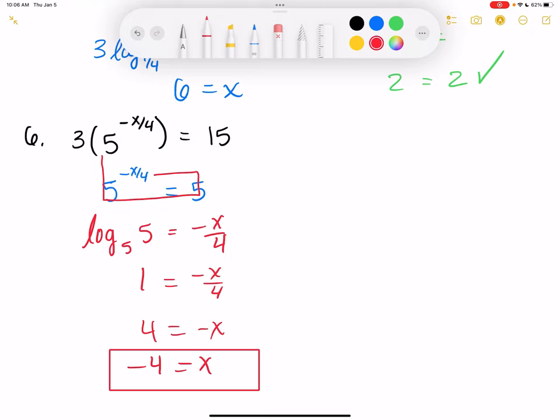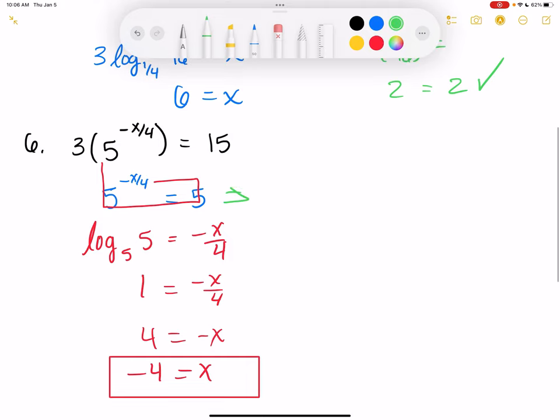Right. Now, I will show you one other way that you could look at this really quick, instead of doing the L, if you're so inclined. At this step here, when you have 5 to the negative x over 4 is equal to 5, what exponent is on this 5? A 1. So right away, because these have the same base, you can set their exponents equal to each other and just go there. Okay, but the log way works as well.